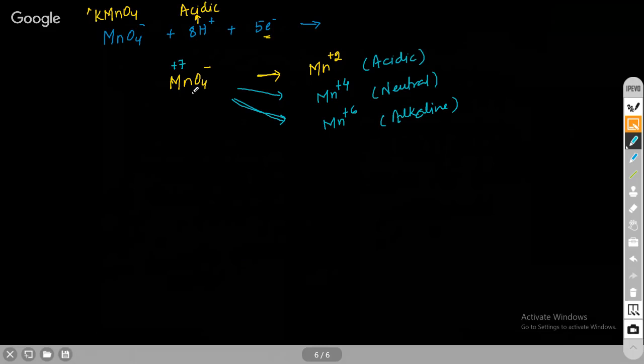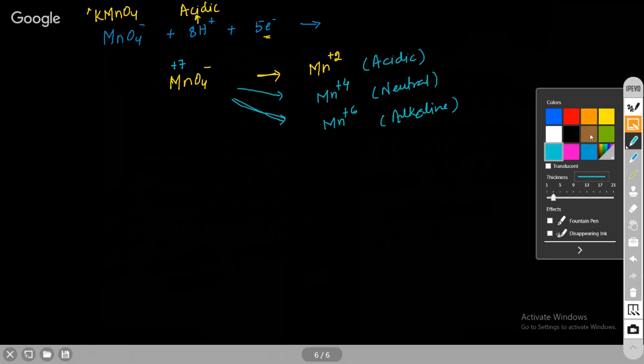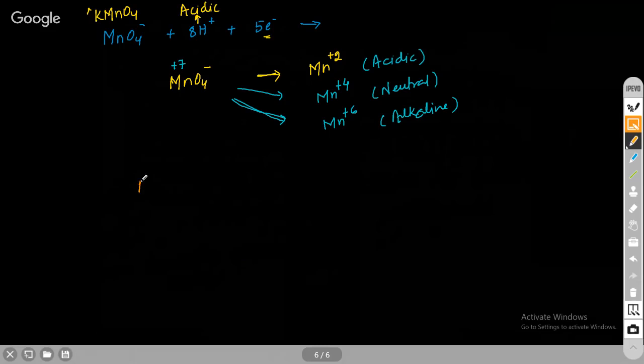Now the question is this: MnO4 minus to Mn plus 2. We will focus on that only here. Why am I explaining this to you in so much detail? Because this is the second question we have seen in the board exam. Last class also we saw one question based on this balanced reaction. Okay, Mn plus 2.